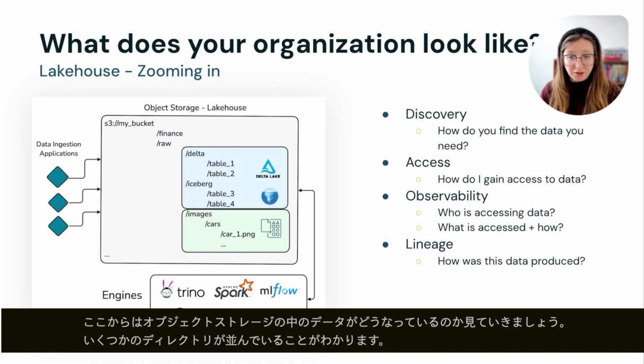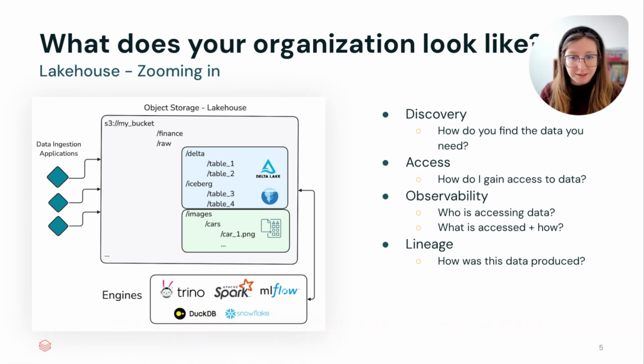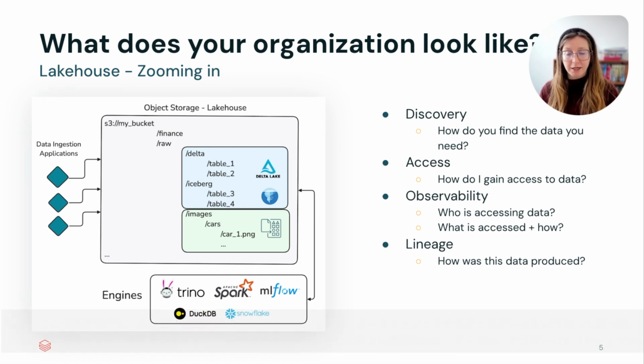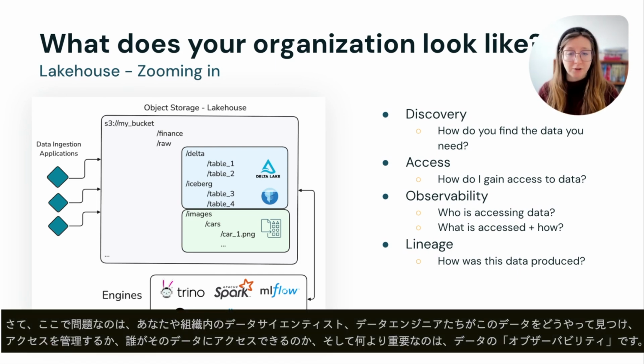So you have a bunch of directories, maybe you have specific tables, directories that have your Iceberg tables, your Delta tables. You have a directory for your images, what kinds of images, maybe you have a car folder with all the car data. And now the question is, how do you and your data scientists, data engineers in your organization discover this data? How can we figure out and manage the access to this data?